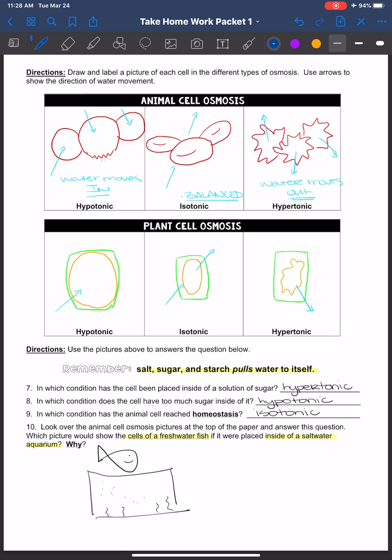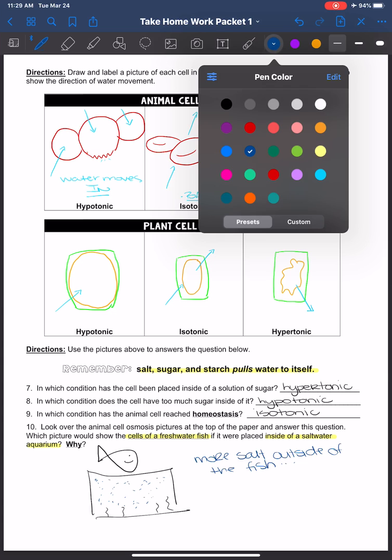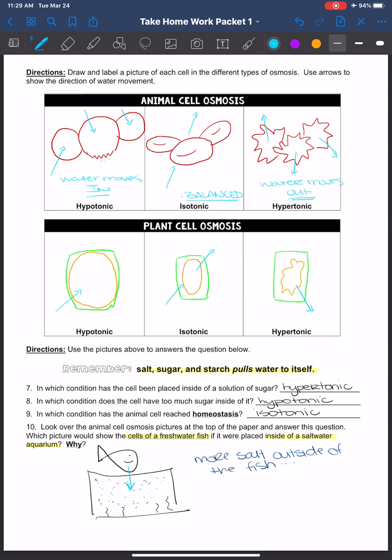A whole bunch of salt. So that means that there is going to be more salt outside of the fish. What's going to happen if there's more salt outside of the fish? That salt is going to pull the water outside of the fish's cells. So it's going to move the water out of the cells of the fish, and it's going to act like a hypertonic solution. It will pull the water out of the cells of the fish.